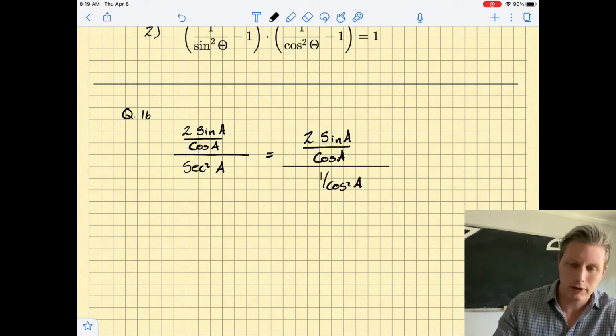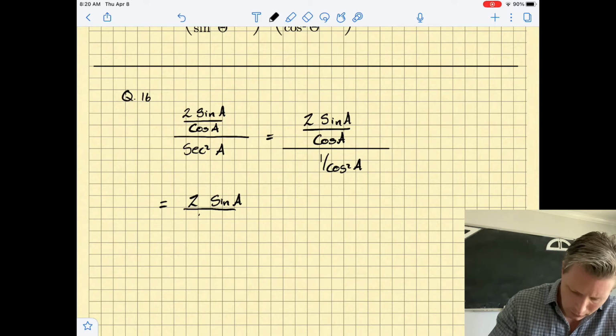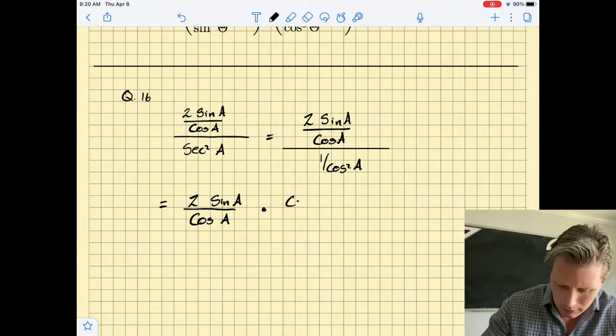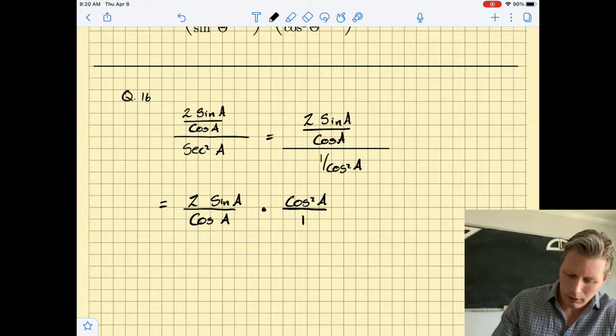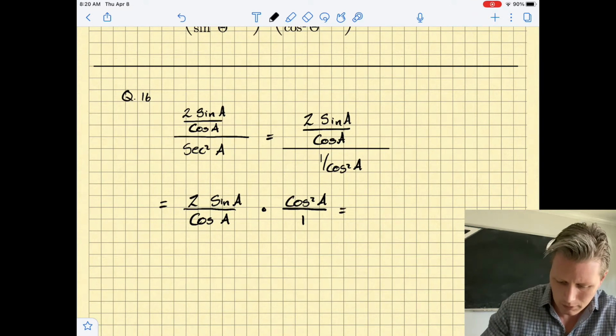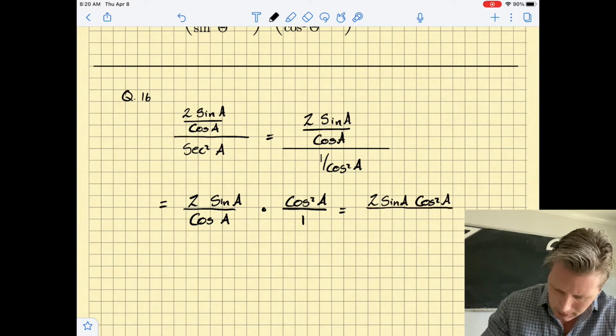All right, well, I have a fraction in the numerator, a fraction in the denominator. I'm going to invert the denominator and multiply. So this gives me 2 sine A all over cosine of A times the inverse of the denominator, which is cosine squared of A all over 1. And what's going to happen? Well, in my numerator, I'm going to end up with 2 sine A cosine squared A. My denominator is cosine A times 1, so I just have cosine of A.